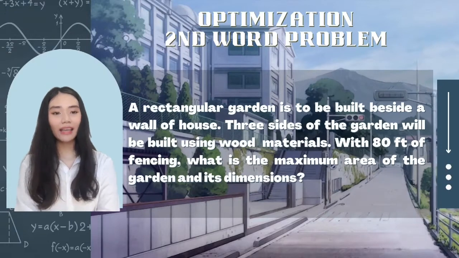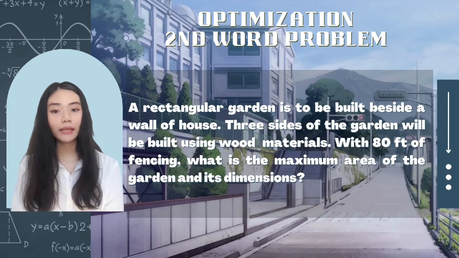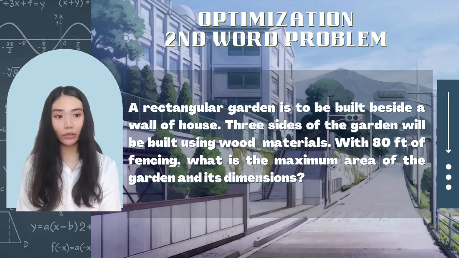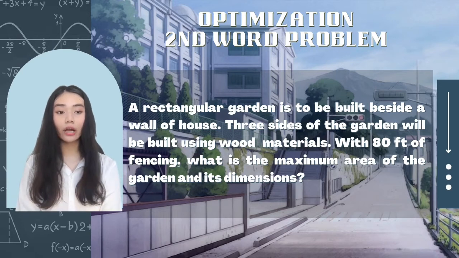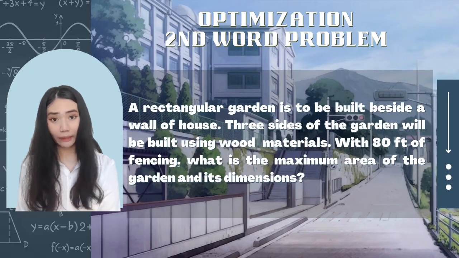Hello guys, I am Anna and this is the second example in optimization. The word problem is, a rectangular garden is to be built beside the wall of a house. 3 sides of the garden will be built using wood materials. With 80 feet of fencing, what is the maximum area of the garden and its dimensions?